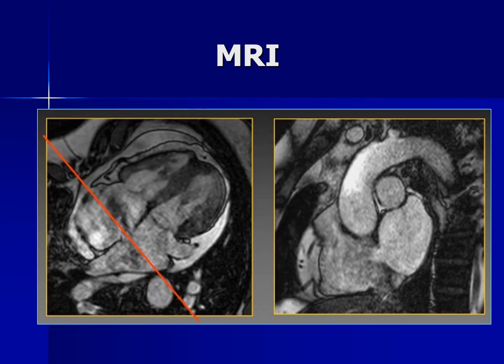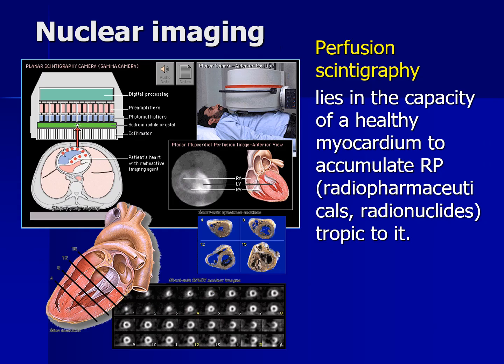Here are also MRI sections of the heart region. Another method, nuclear imaging, uses perfusion scintigraphy. It lies in the capacity of a healthy myocardium to accumulate radiopharmaceuticals, radionuclides, trophic to it.